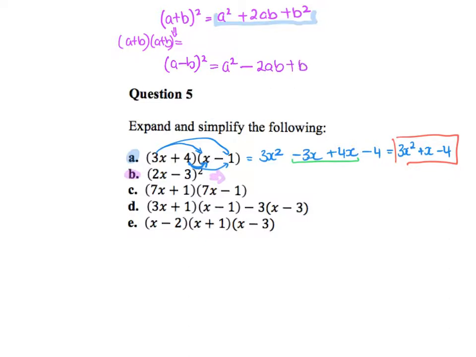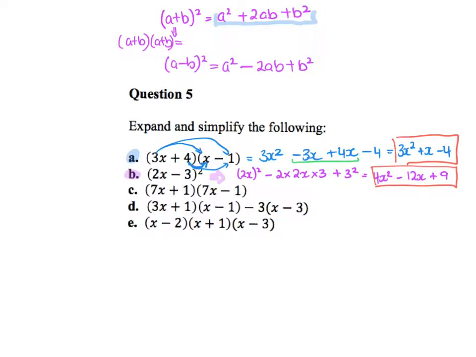If it's a minus inside the bracket, this one will be the first term squared, minus 2 times the first term times the second term, and then plus the last term squared. So if I simplify that, it'd be 4x squared, minus 2 times 2 is 4, times 3 is 12, so minus 12x plus 9. So this is our answer to B.